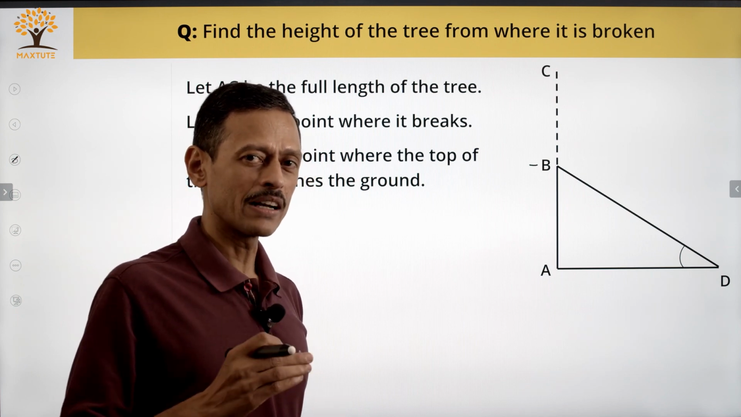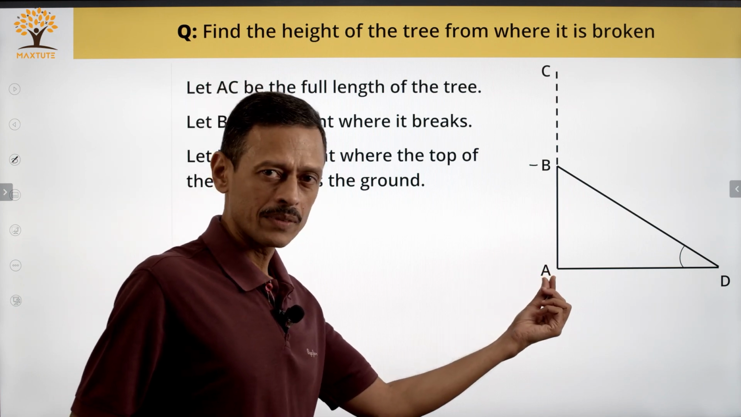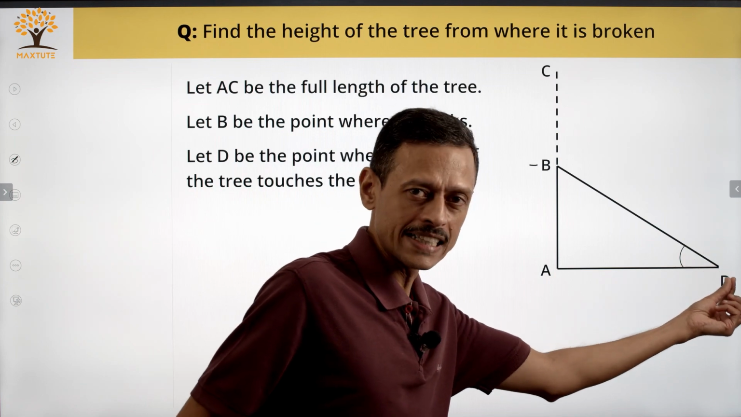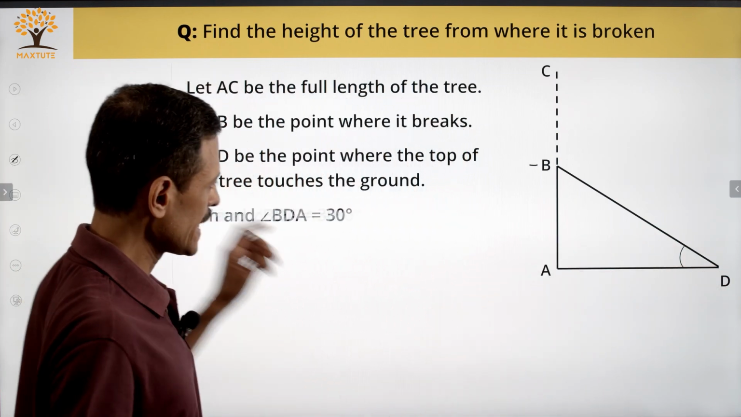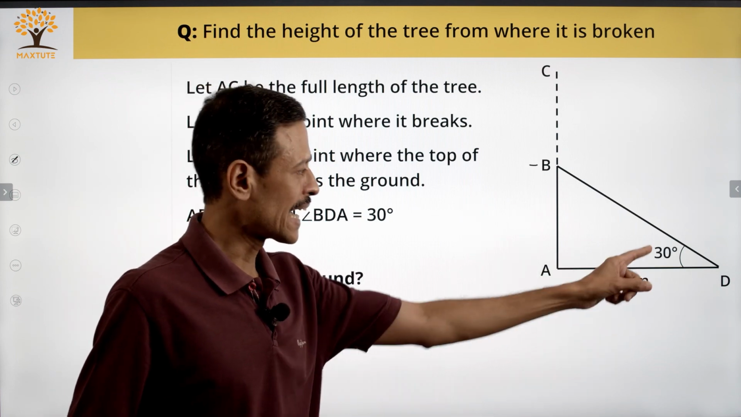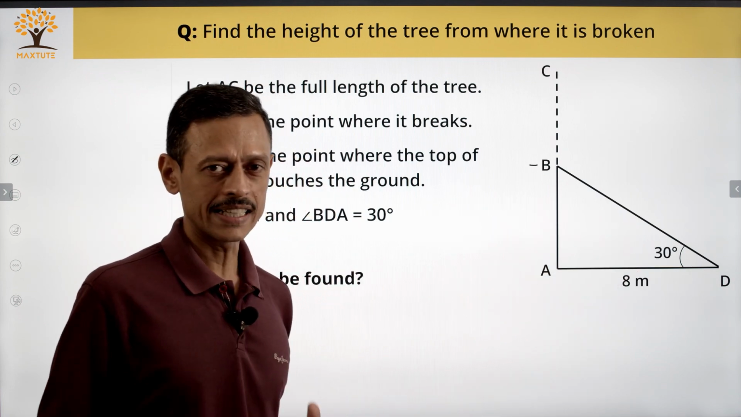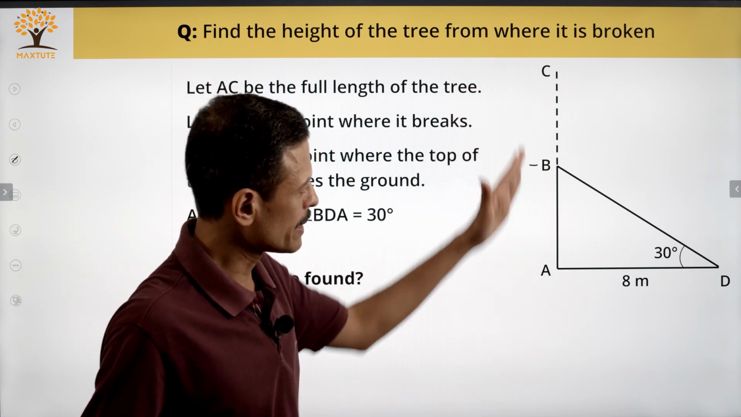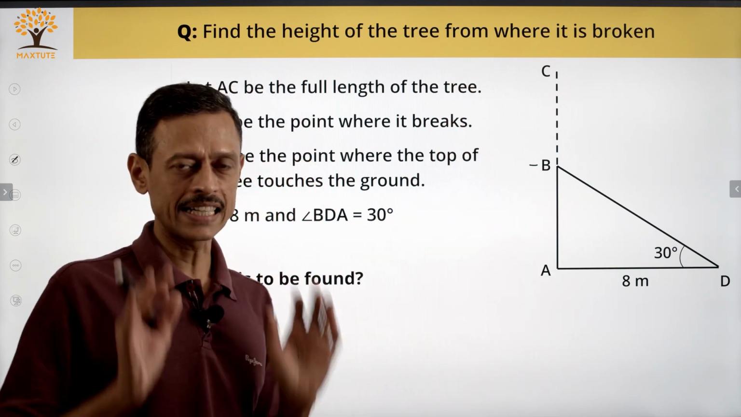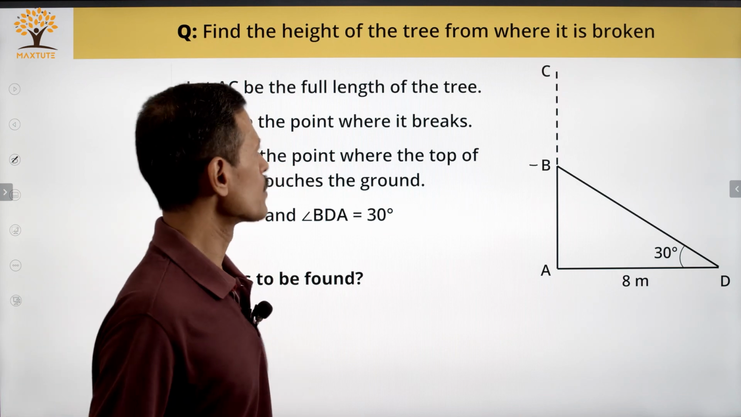The second thing that's mentioned is that from the foot of the tree to the place where the top of the tree touches the ground, the distance is equal to 8 meters. So, AD is equal to 8 meters. The angle that is made is equal to 30 degrees. So, all of these are basically data culled from the question and we have presented it in the form of a right triangle. What do we have to find out?